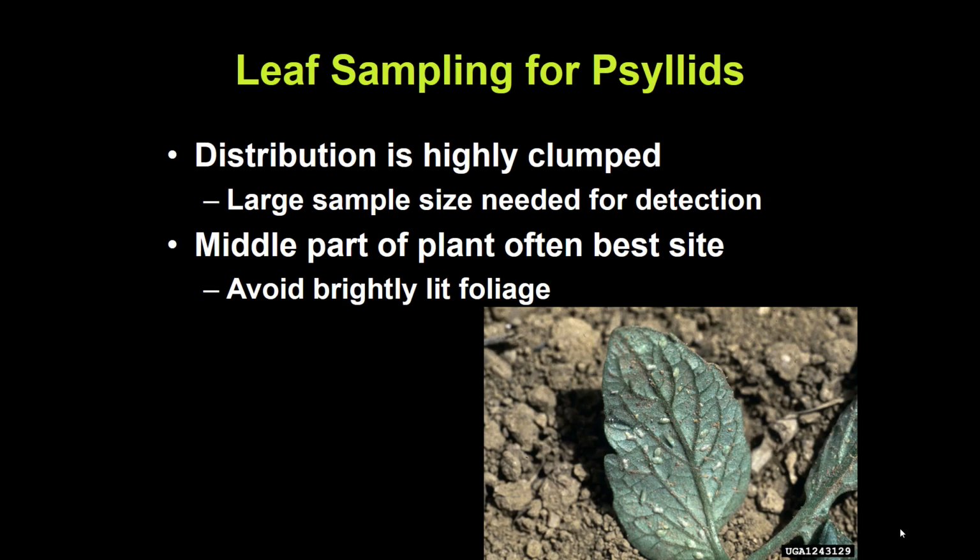Leaf sampling, you can check leaves, and this is something that would be done if you wanted to see if certain things were controlling it. But just a heads up, the psyllid is an insect that's extremely clumped in its distribution on plants, meaning there may be a leaf that has a lot of them and then 49 other leaves that have none. So you have to sample a lot of leaves to get a reasonable estimate of whether the insect is present and how common through leaf sampling.